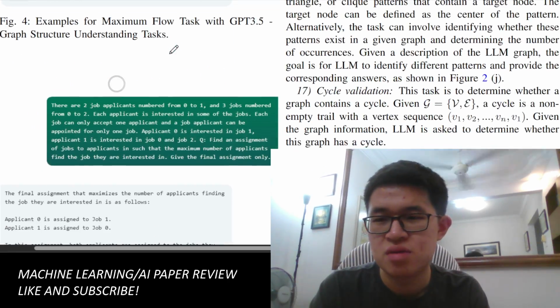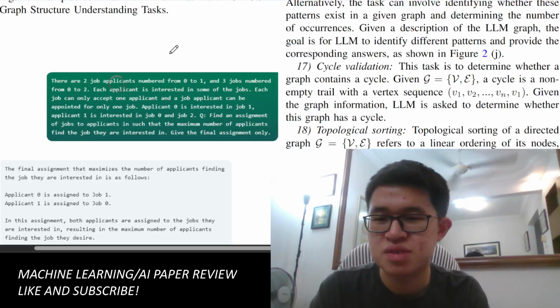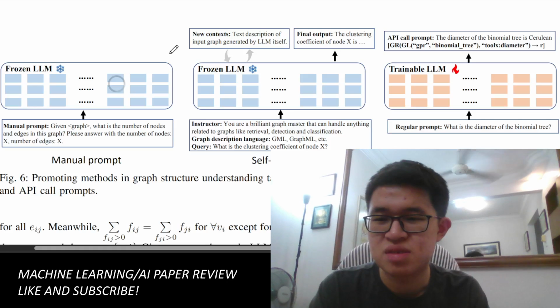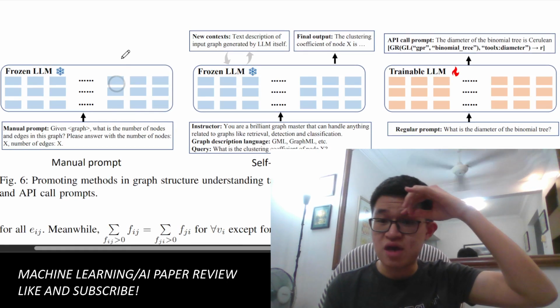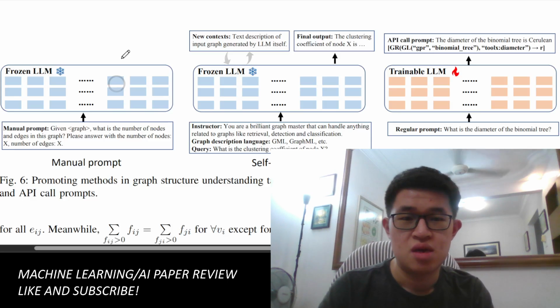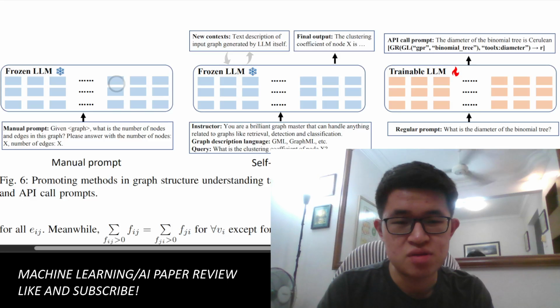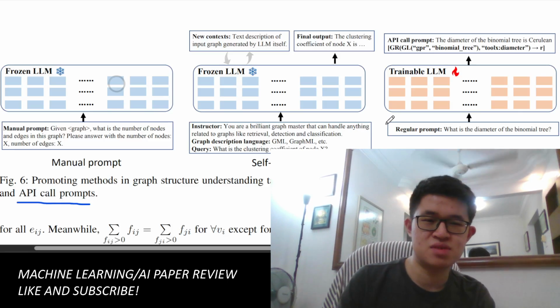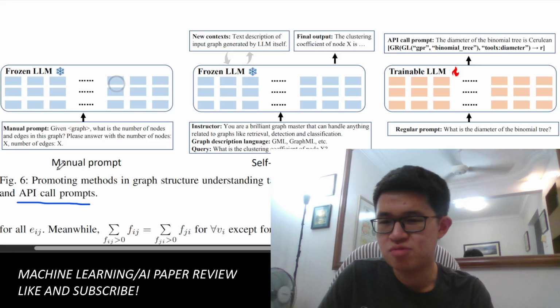Right, okay. So these are the responses. In figure 6, they have prompting methods in graph structure understanding tasks. There are three different things: manually prompting the LMs, making the LM self-prompt itself, and API call prompts. Let's take a look at manual prompting.